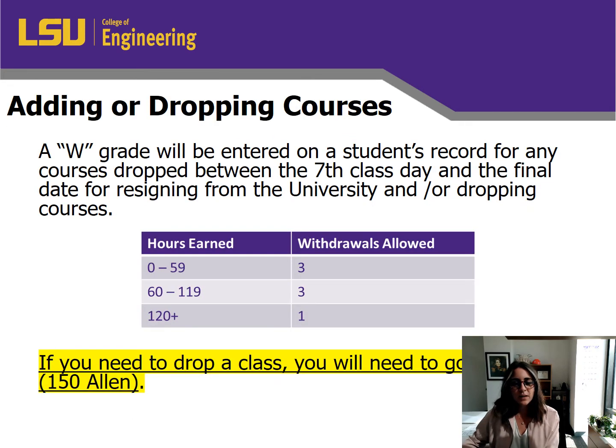If you need to drop a course after the 7th day of class, it will show up as a W on your degree audit. You have a certain amount of withdrawals allowed per certain amount of credit hours. So your first 60 credit hours, you have 3. Your next 60, you get another 3. They don't roll into each other, so if you don't use them, they go away, and then you just start over with another 3. And then once you hit 120 credits, you just have 1 W allowed after that. As long as you're a freshman, if you need to drop a class, you can go to UCFY and they will help you with that.